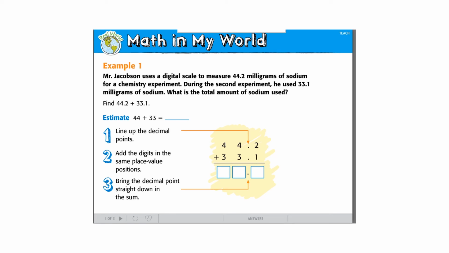Example number 1 says, Mr. Jacobson uses a digital scale to measure 44 2/10 milligrams of sodium for a chemistry experiment. During the second experiment, he used 33 1/10 milligrams of sodium.